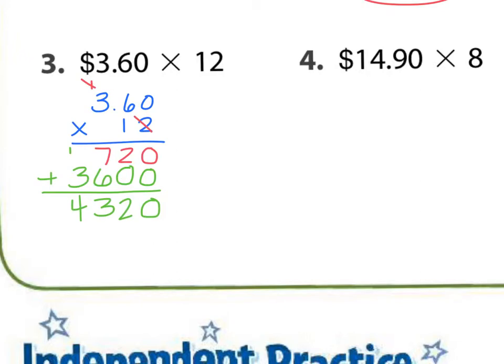And then I'm going to go back up here and look at my factors. Remember, the 12 is a whole number, and so there's no decimal places after the decimal, because the decimal would be right here after the 2. So there's nothing there. In our first factor, $3.60, there's 1, 2 numbers after the decimal. And so we will move the decimal 1, 2 places. It will go here. So our answer to that one would be $43.20.